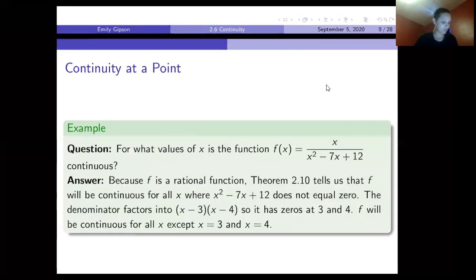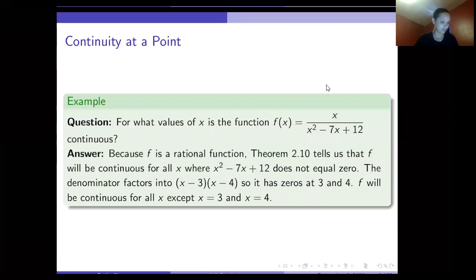Welcome back. So because f is a rational function, theorem 2.10 tells us that f will be continuous for all x where x squared minus 7x plus 12, our denominator, does not equal 0. The denominator factors into x minus 3 times x minus 4. So it has zeros at x equals 3 and x equals 4. So our function f will be continuous for all values of x except x equals 3 and x equals 4. So hopefully that makes sense.